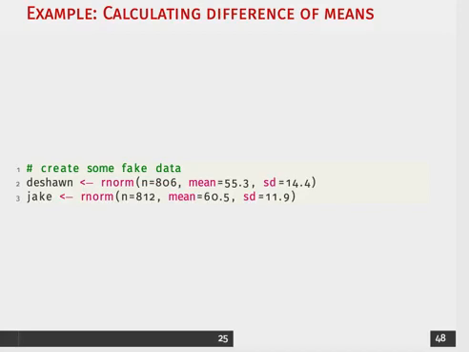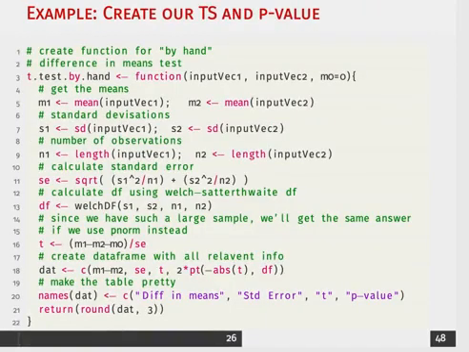So let's begin just by creating some fake data that is pretty much identical to the information that was found in the previous table, and we'll load that into R. So we have our 2 independent samples. One is the group that had the name Deshaun, the other is the one with the name Jake. And here what I'm doing is I'm creating my own function that's going to conduct a t-test. All we're doing here is we have 2 groups, so that's what input vec1 and input vec2 is, and then we have our null hypothesis. In this case, we're going to conduct a null hypothesis to see whether or not these 2 groups are equal.